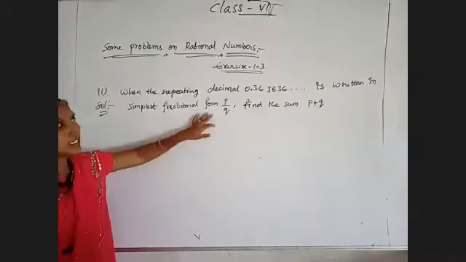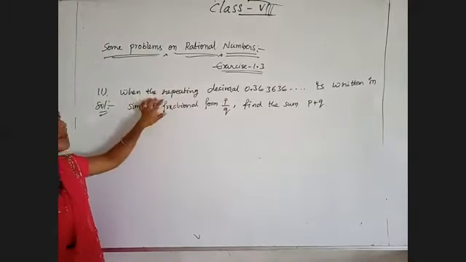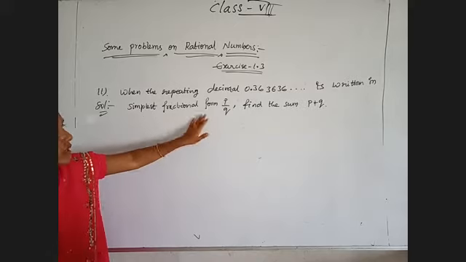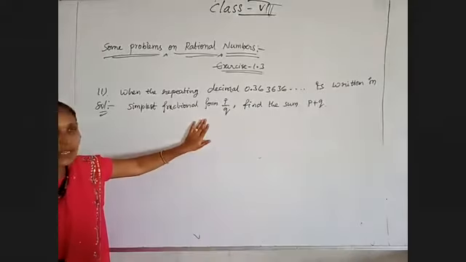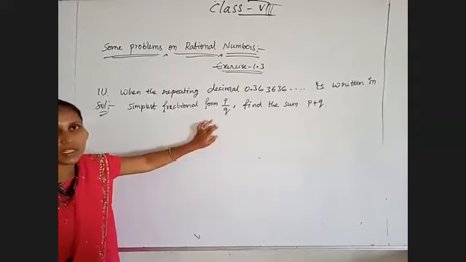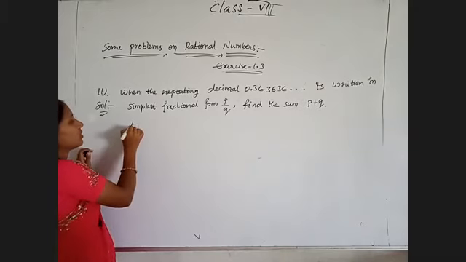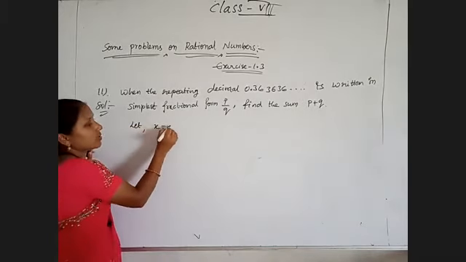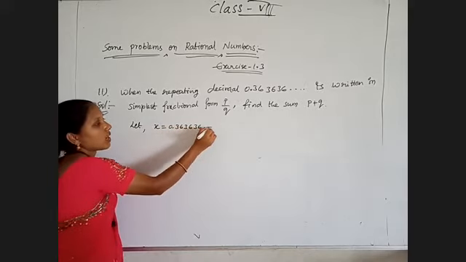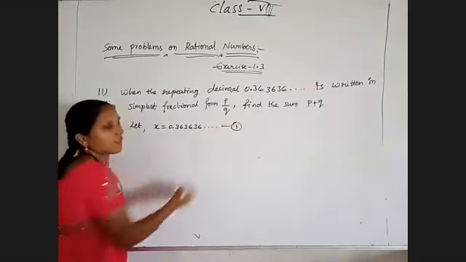So just observe this question we have. We need to convert the given decimal number into P by Q form. They mention that it is a non-terminating repeating decimal, and we need to convert it into P by Q form. After that, we need to find the sum of numerator and denominator. So very simple question. Let x is equal to 0.363636 and so on. Let it be equation 1.